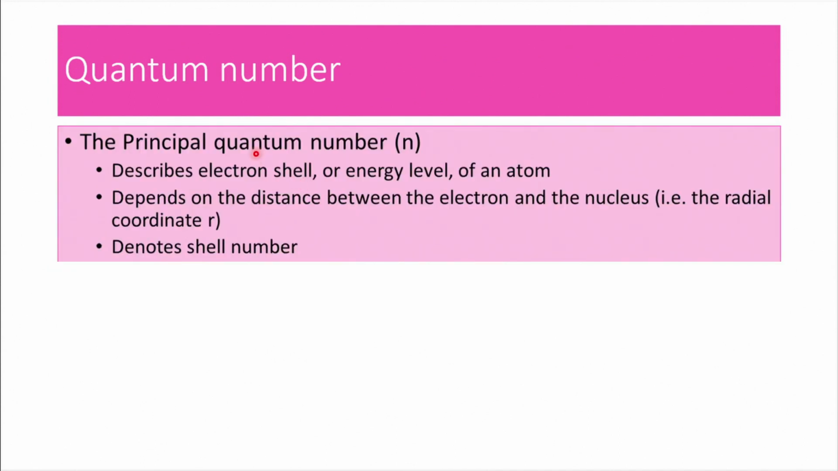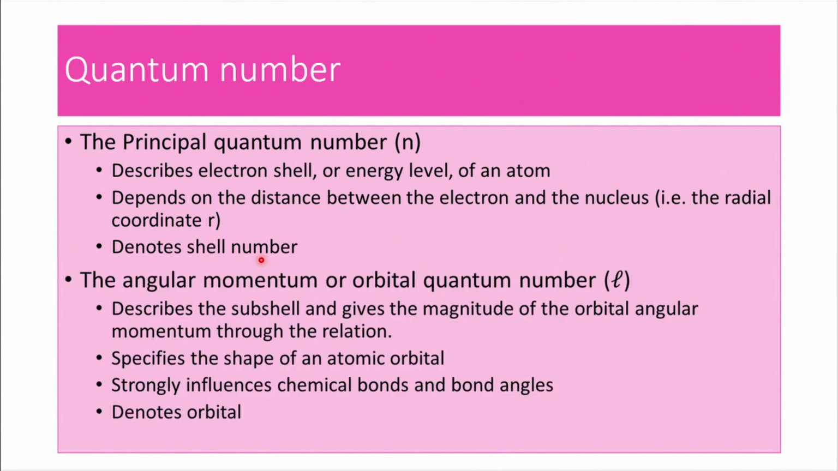Let us look at what the principal quantum number is. The principal quantum number describes the electron shell or energy level of an atom. This depends on the distance between the electron and the nucleus, that is the radial coordinate given as r. This denotes the shell number. The angular momentum or orbital quantum number L describes the subshells and gives the magnitude of the orbital's angular momentum through the relationship. This specifies the shape of an atomic orbital, and strongly influences chemical bonds and bond angles. This basically denotes the orbital.